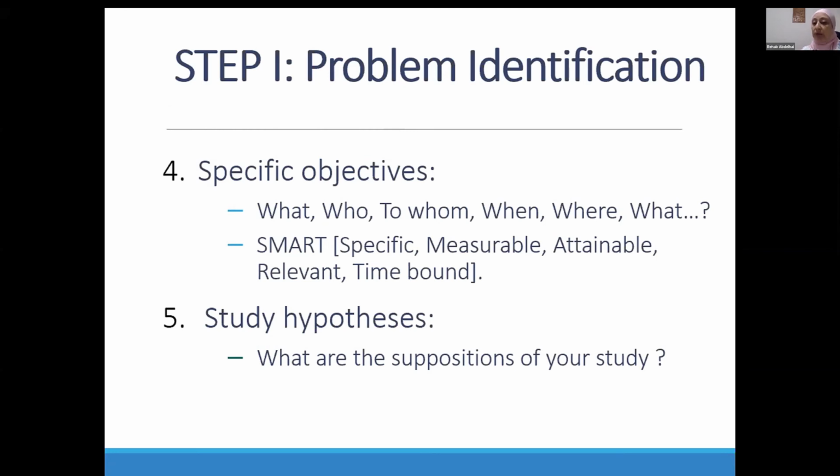Now, I want to tackle a last point about study hypothesis. Study hypotheses are the assumptions or suppositions of your study. So can anyone tell me what a study hypothesis is? Maha?